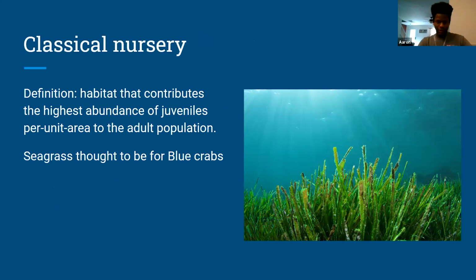For the definition of the classical nursery, it's a habitat that contributes the highest abundance of juveniles per unit area to the adult population. For seagrass, it's always submerged underwater, and it's used as a landing zone around inlets like Hatteras and Ocracoke in North Carolina for the blue crabs to come in after they've been out in the open ocean, and they'll settle down in the seagrass before moving further inland.